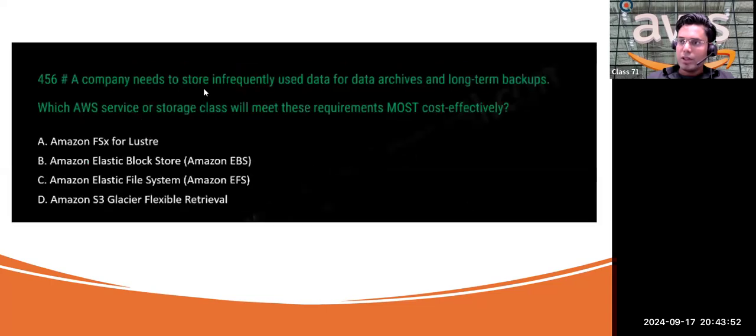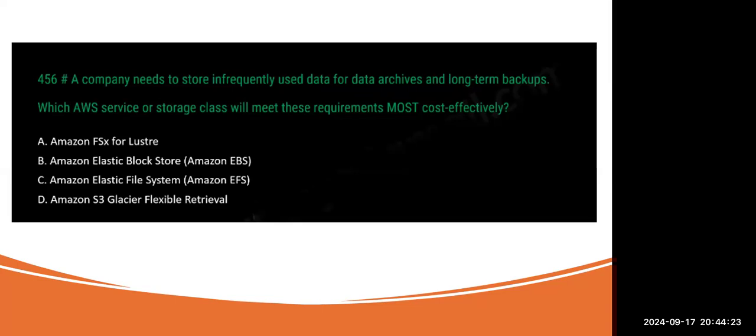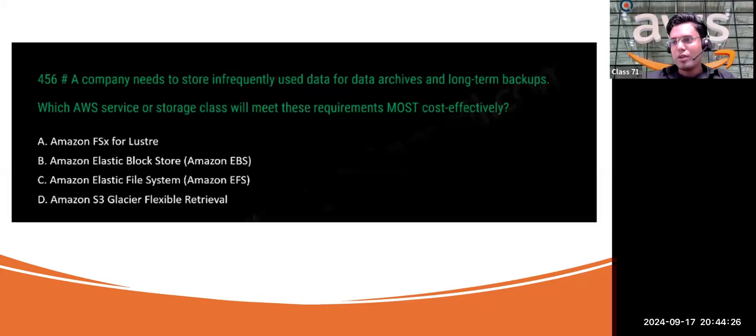A company needs to store infrequently used data for data archives and long-term backups. Which AWS service or storage class will be the most cost effective? It's easy. Long-term backups. Is it D? Yeah, because we have only one Glacier Flexible Retrieval, and EBS, EFS, and FSx are different.